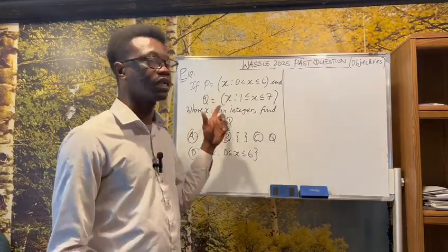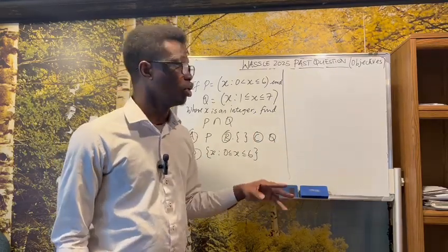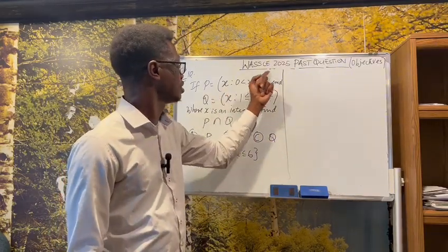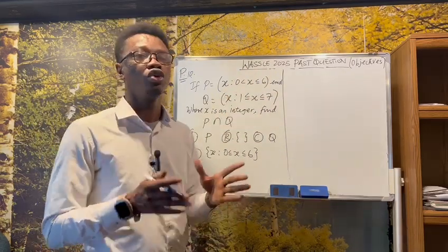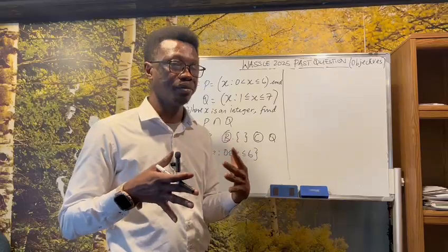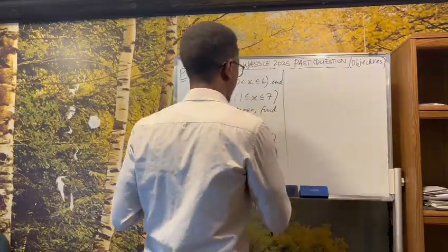Find P intersect Q. For you to solve this problem, you need to be able to interpret this, get these values, simplify this and simplify this, then you can either draw your Venn diagram and find the answer. Now let's break it down first.